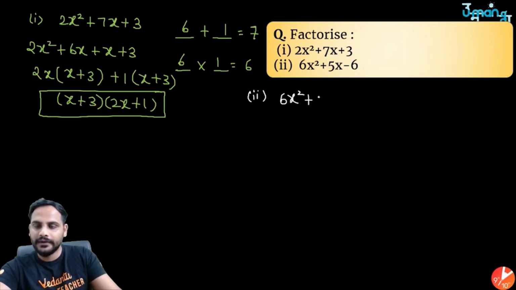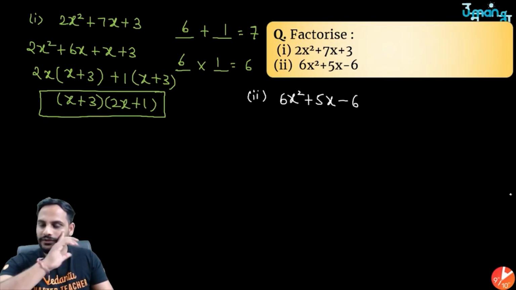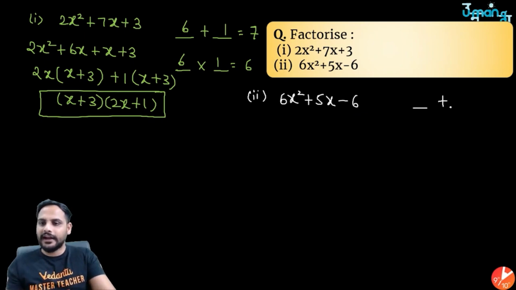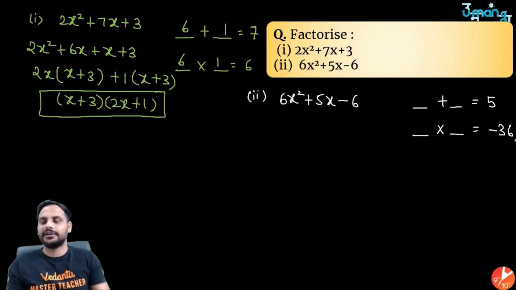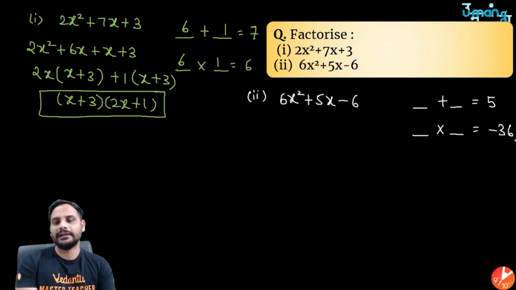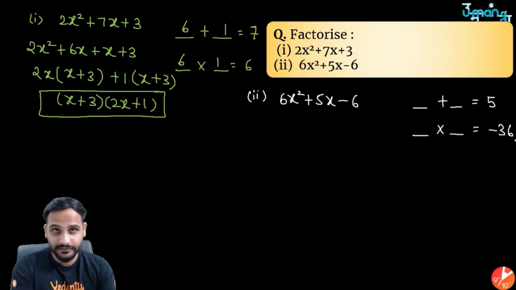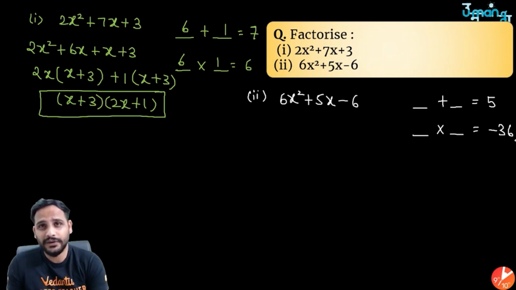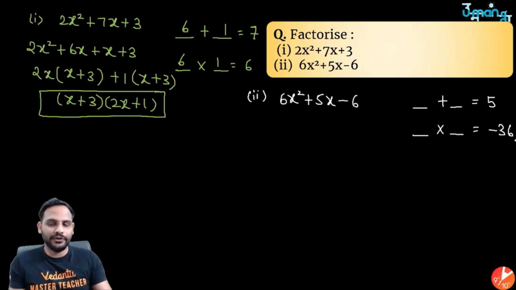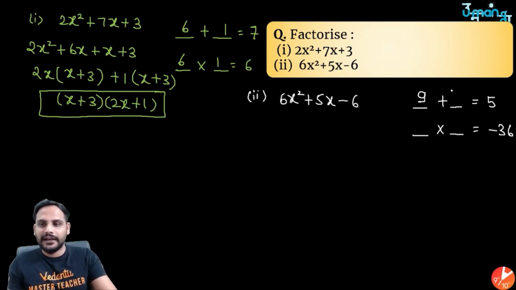6x square plus 5x minus 6. So I want two numbers such that their addition is equal to 5 and their multiplication is 6 into minus 6, which is minus 36. So now I can see those numbers. 36 I can write as 36 into 1 or 18 into 2 or 12 into 3 or 9 into 4. 9 into 4 is 36. I want to create minus 36. Addition should be 5. So simple, 9 and minus 4.